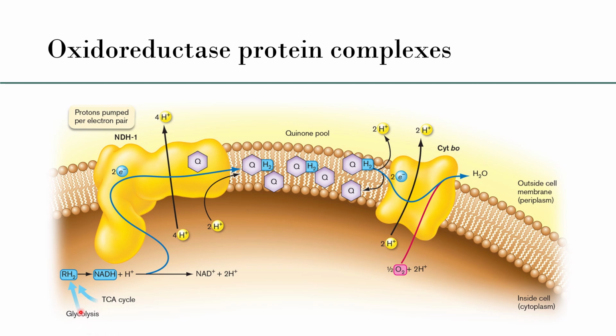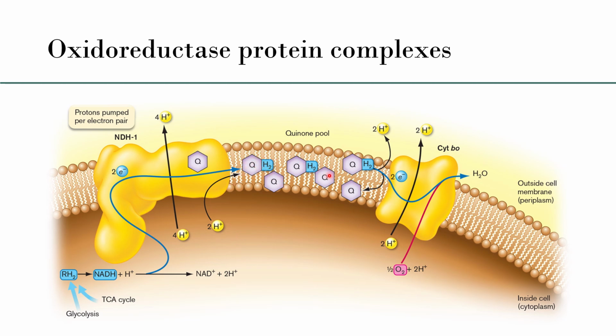From the TCA cycle or glycolysis, we get NADH. That NADH is going to give up 2 electrons to this first oxidoreductase. That's going to get passed to the iron sulfur clusters, which are going to cause conformational changes in this protein. When that happens, it forces these 4 hydrogen ions across the protein and into the periplasm or environment. And then those 2 electrons get transported and placed onto a quinone. This causes the quinone to take up 2 protons, 2 hydrogen ions to become a quinol.